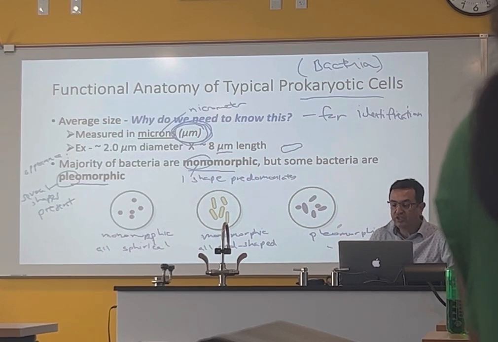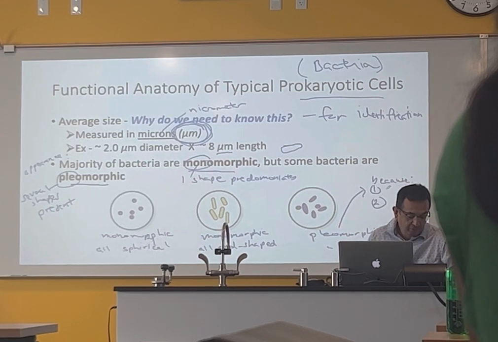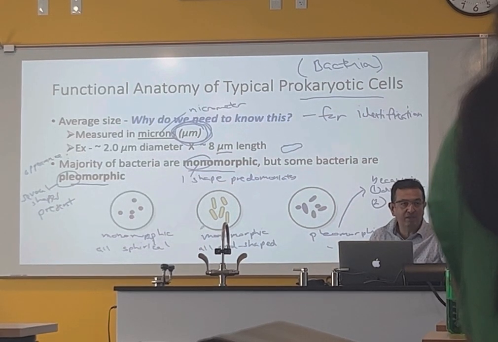And when you have several shapes present, it can mean one of two things. It could be that you have, for example, different bacteria. Maybe I have 6 different bacteria. That's why they have 6 different shapes. Over here for the monomorphic, we have to assume it's the same bacteria. That's why they all look alike. They're all like clones of each other.